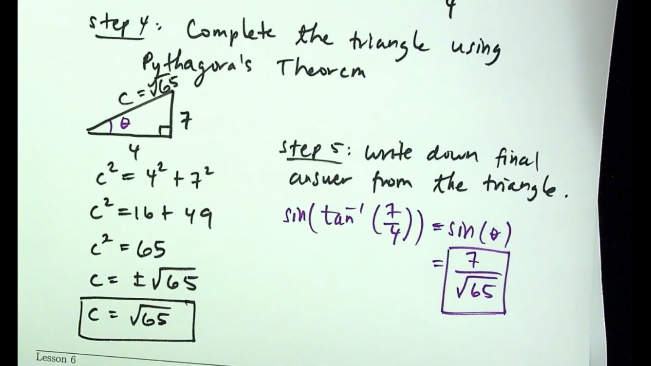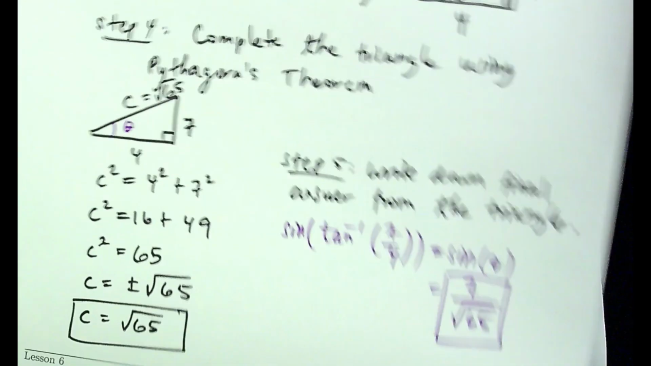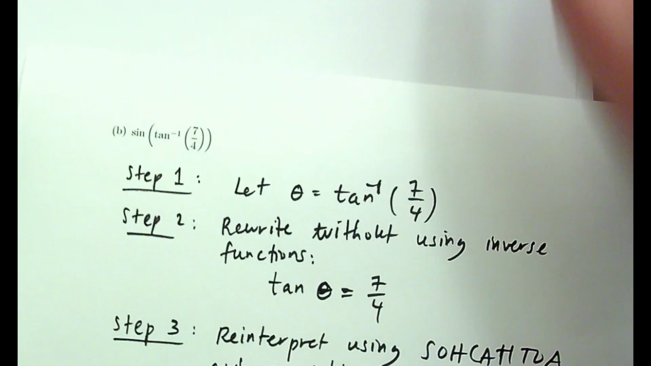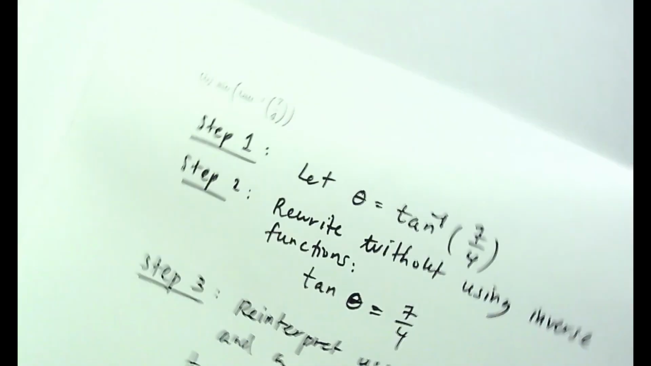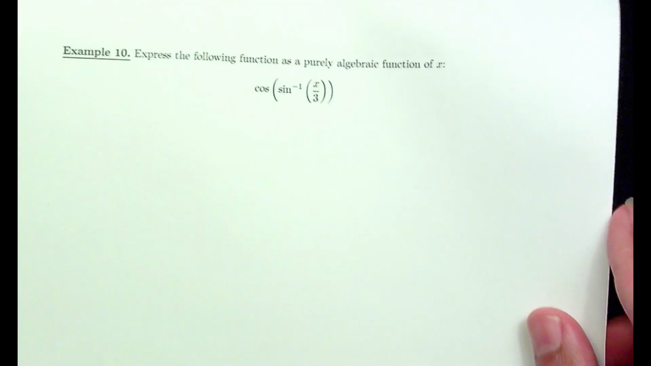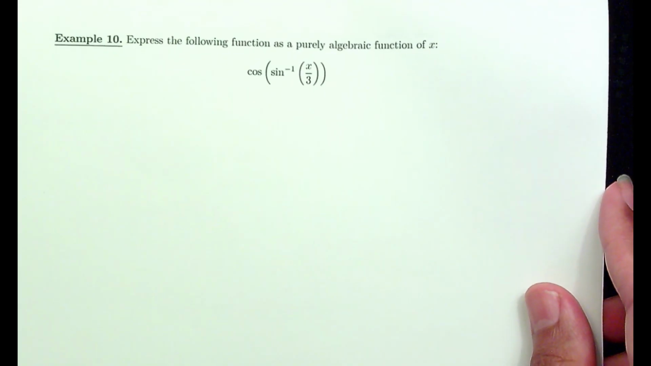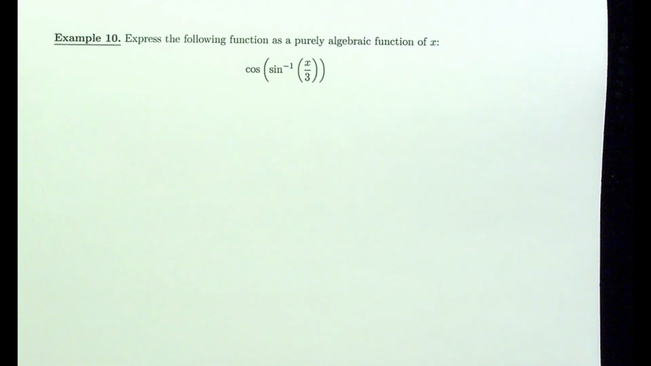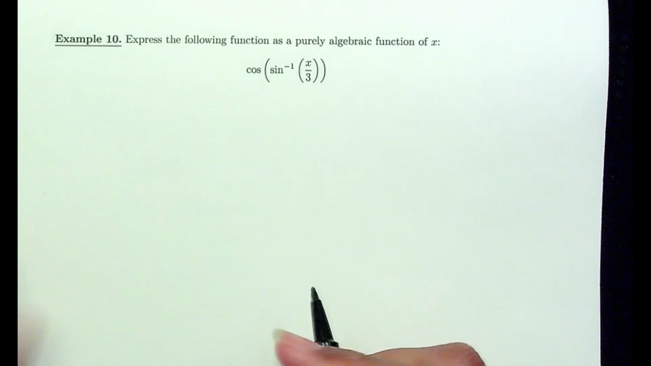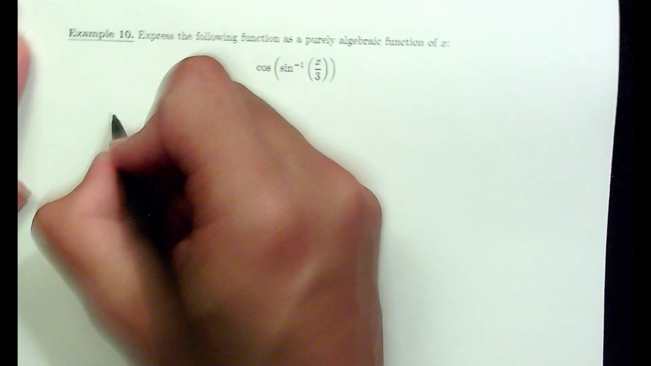Now, if you have a problem where there are no numbers, but there are variables, it is done exactly the same way. So let's do a couple of examples where it's not just pure numbers, there are variables in there. The procedure is done exactly the same way.